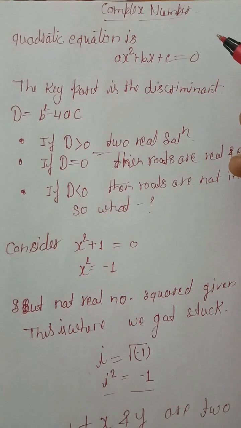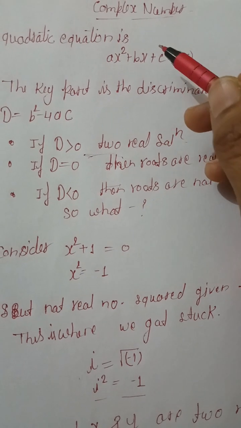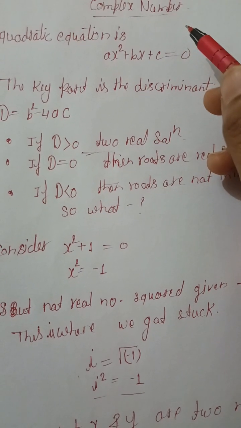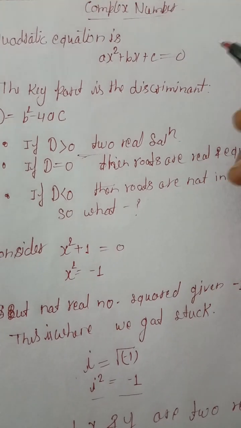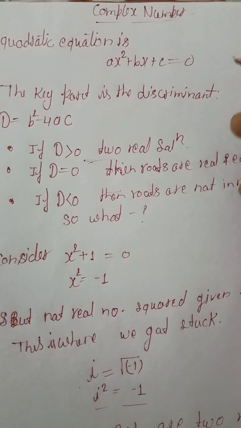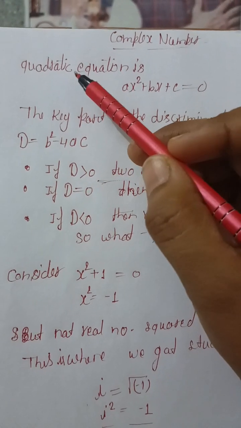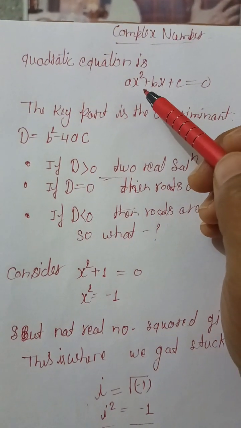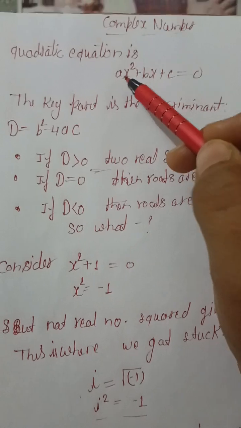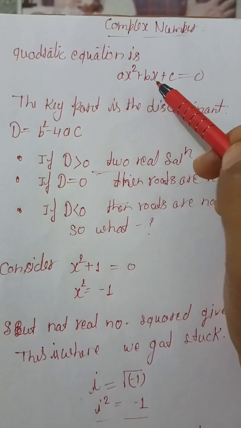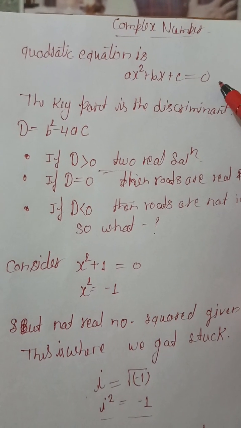So the necessity of studying the system of complex numbers arises due to equations of a quadratic form. First of all, we see the quadratic equation. The general form of a quadratic equation is ax square plus bx plus c equal to 0.